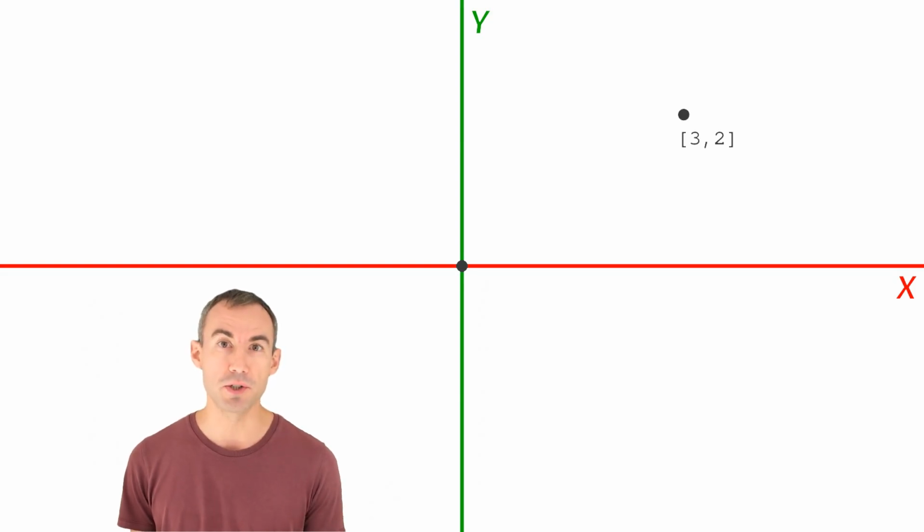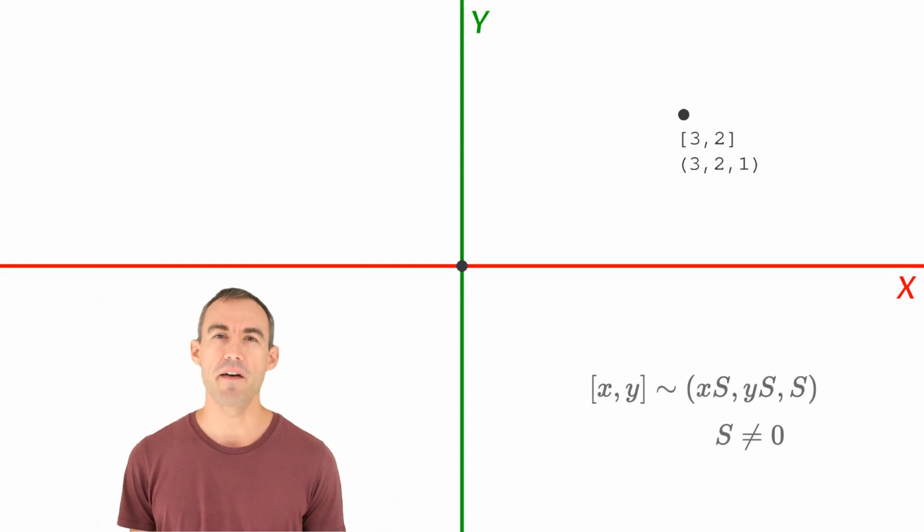So our point 3, 2 now becomes 3, 2, 1. Why is there a 1 and not some other number? Well, by definition, if we have Cartesian coordinates x, y, then the corresponding homogeneous coordinates are xs, ys, s. In our case, we've just set s to 1.